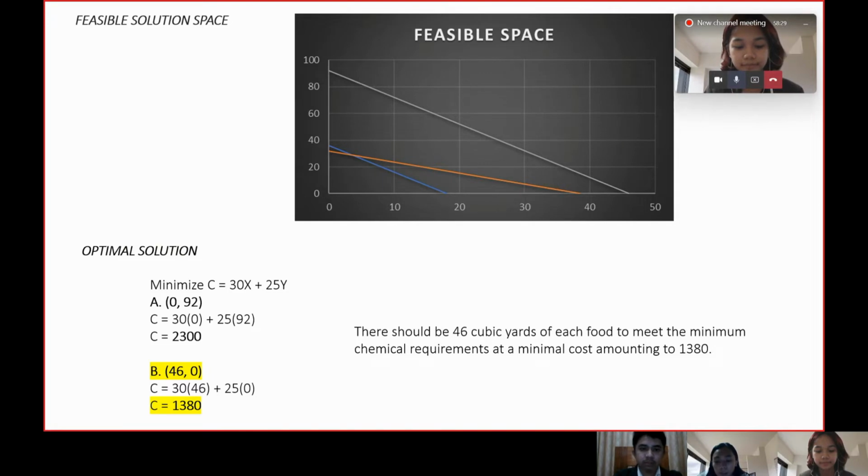So after plotting all the coordinates, we have identified the feasible space and started to look for the optimal solution, which was done by using the objective function formula to substitute with the value of our corner points, which is from the constraint potash. So we found that there should be 46 cubic yards of each food to meet the minimum chemical requirement at a minimal cost amounting to 1,380.